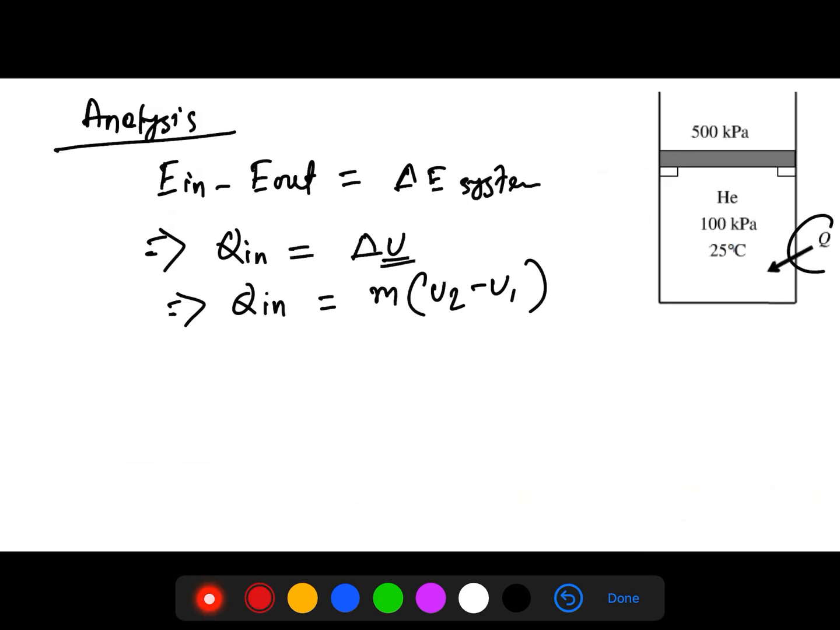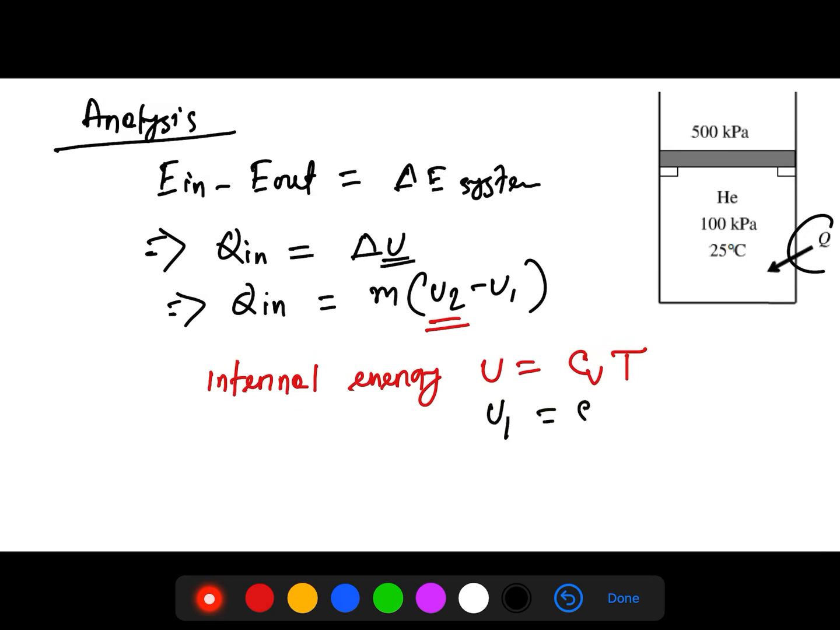Actually, here this U2, the internal energy, we know the formula for internal energy. So let me write it down here. We know for internal energy, U equals CVT, that we know from the formula. So definitely I will discuss this during the lecture. So if it is U1, then we can say it is CVT1. If it is U2, then we can say it is CVT2, right?